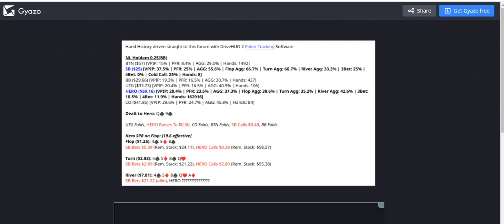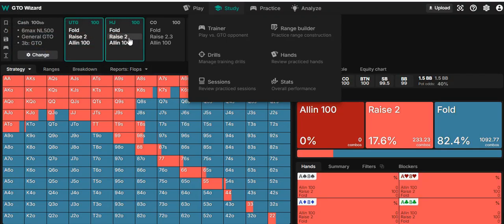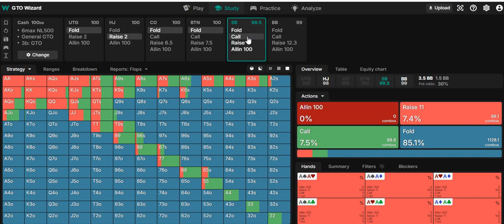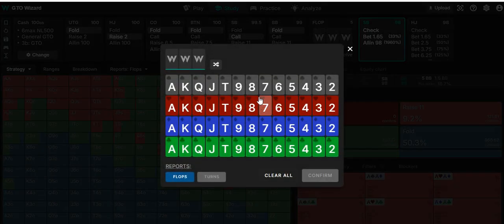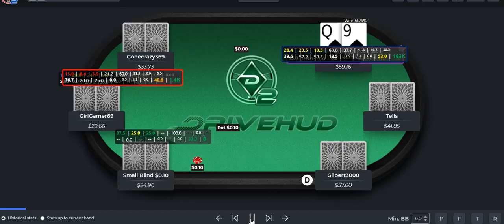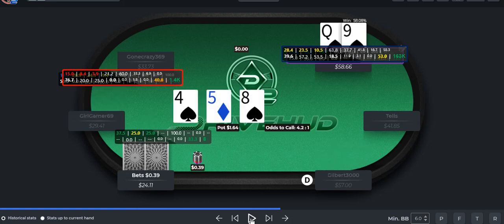Okay, so we have Queen 9 of spades. We're in the hijack. The small blind calls. Everyone else folds. The flop comes 8 of spades, 5 of diamonds, 4 of spades. Now I'm going to follow along here as well. It's very likely this player is a fish, but we don't know for sure. So let's follow along in theory, and then we'll do the MDA, and I'll give you my thoughts.